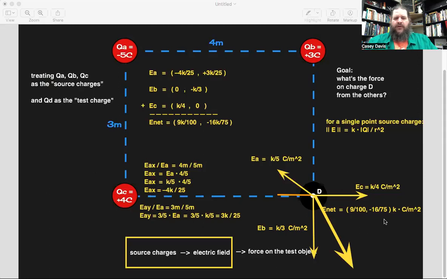We can find the force, although before we do that, what if we wanted to know another way we could write the electric field other than X component and Y component? Could you draw it, like draw a vector? Well, we've drawn the vector, 9/100ths in one direction, negative 16/75 in the other direction. But what if we wanted to know how strong the electric field actually is? How could we convert X and Y components into an actual magnitude of that electric field?